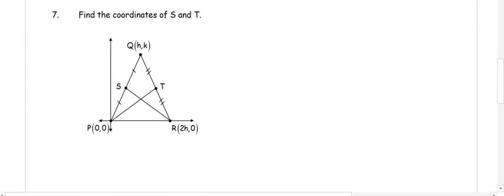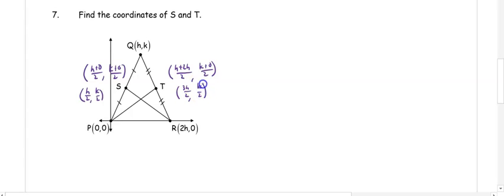In number 7, we need to find our midpoints again. We can tell that they're midpoints because these segments are bisected. So here we would have h plus 0 divided by 2 and k plus 0 divided by 2, which will get us h over 2, comma k over 2. For T then, we have h plus 2h over 2 and k plus 0 divided by 2. So that gets us 3h over 2 and k over 2.